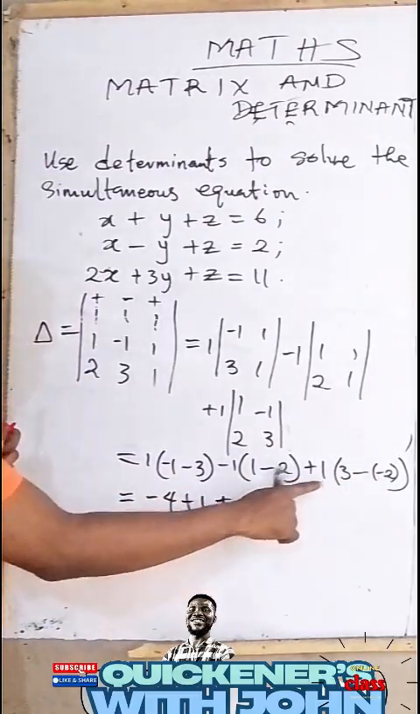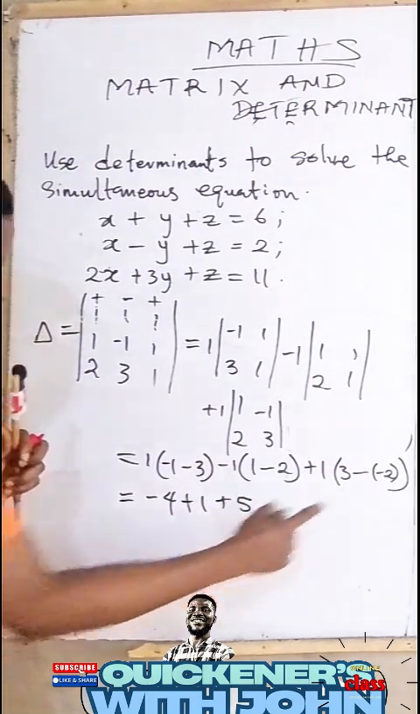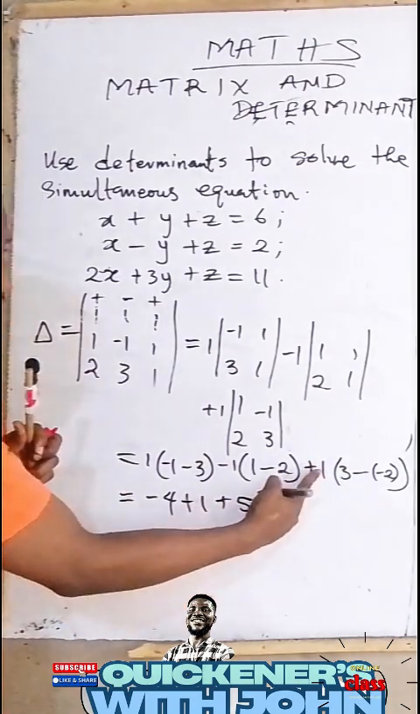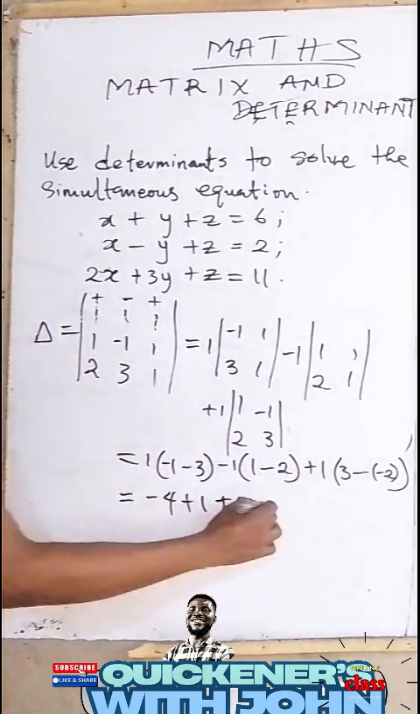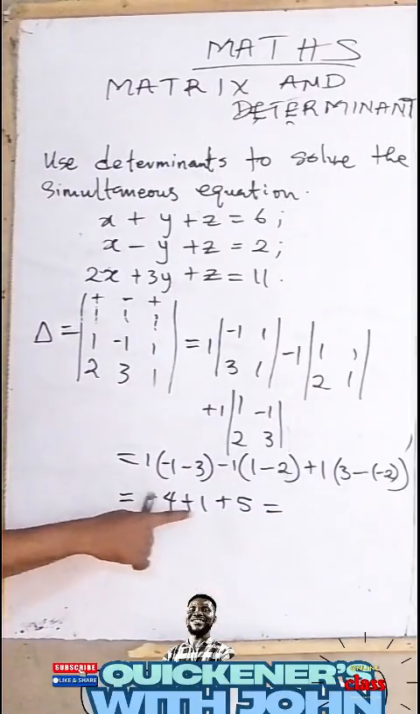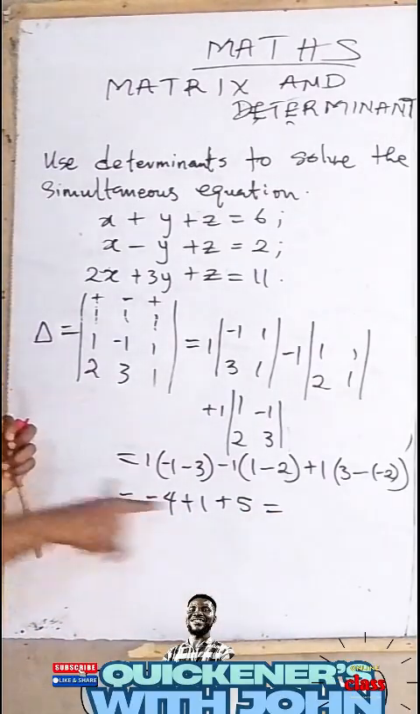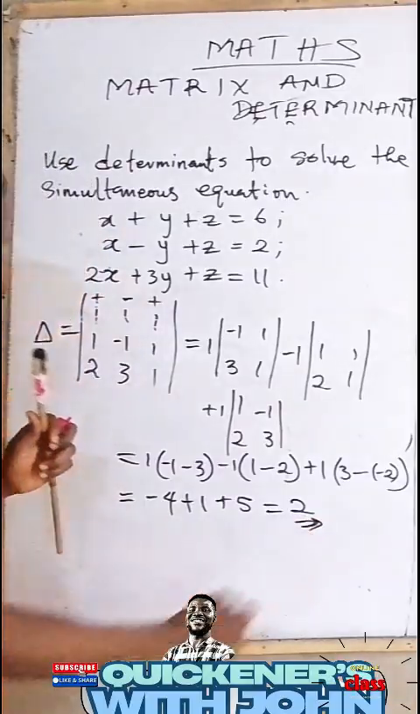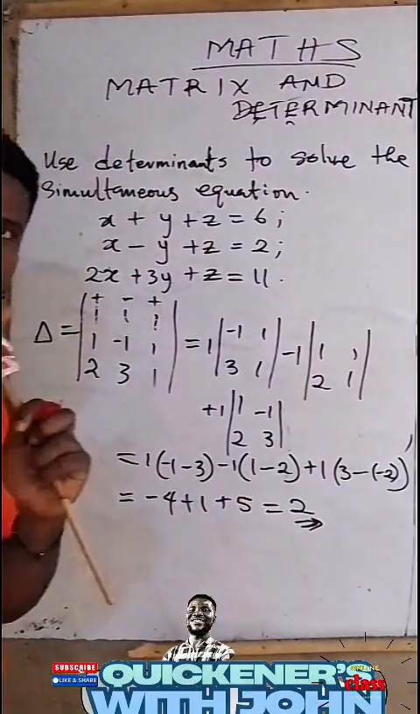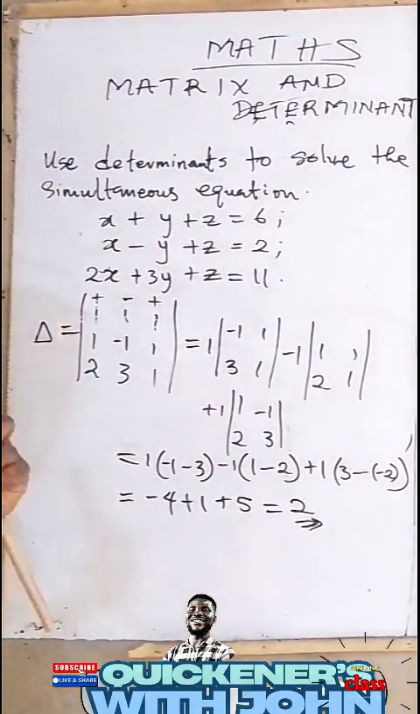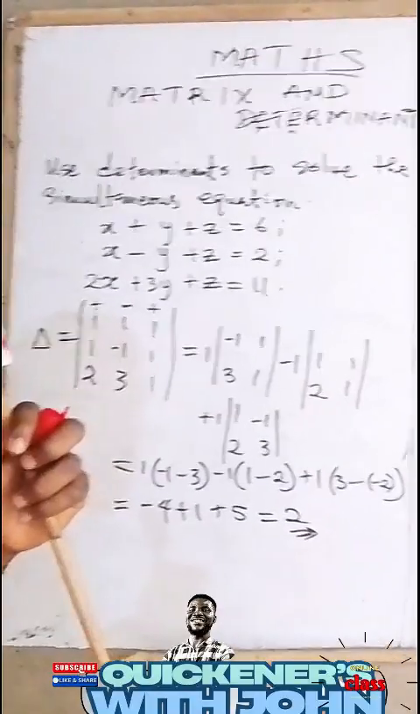5. 5 times 1, that is 5. You understand me now? Everything here will give you 5. Are we okay? Alright, so now minus 4 plus 1, that's minus 3. Minus 3 plus 5, that's 2. Can you see? The first determinant is 2. Are you with me?